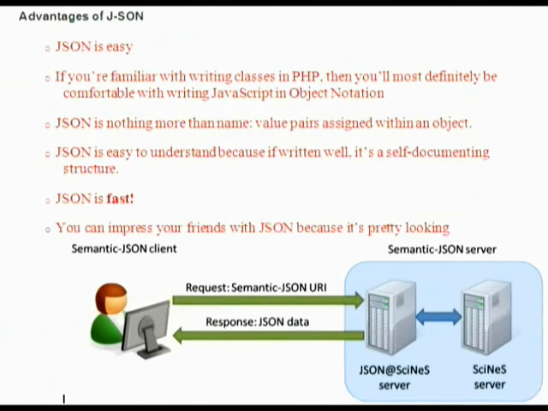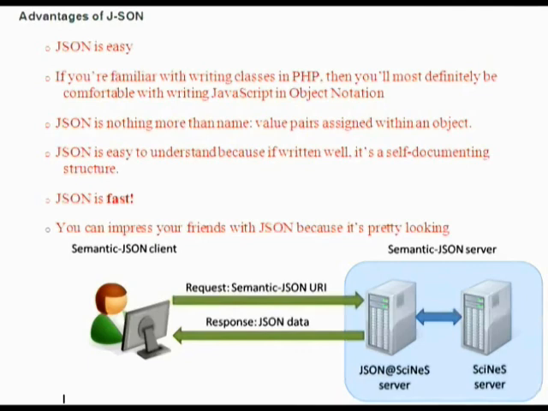Advantages of JSON. JSON is easy. If you are familiar with writing classes in PHP, then you will most definitely be comfortable with writing JavaScript in object notation. JSON is nothing more than name-value pairs assigned with an object.